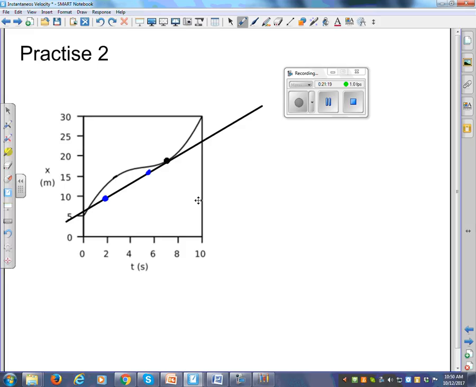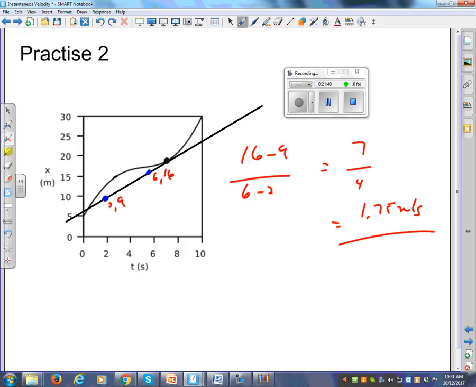Any 2 points. I'm going to call this 6, 16, and I'm going to call that 2, 9. 16 minus 9 all over 6 minus 2. 16 minus 9 is 7. 6 minus 2 is 4. 7 quarters is 1.75 meters per second. What'd you get? Is that close enough?